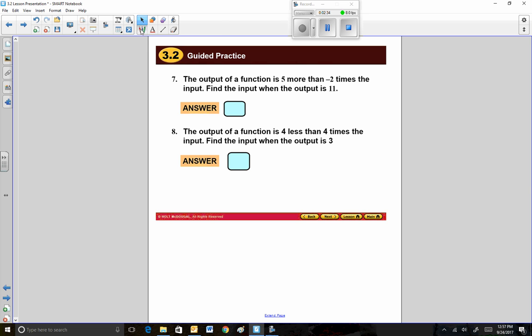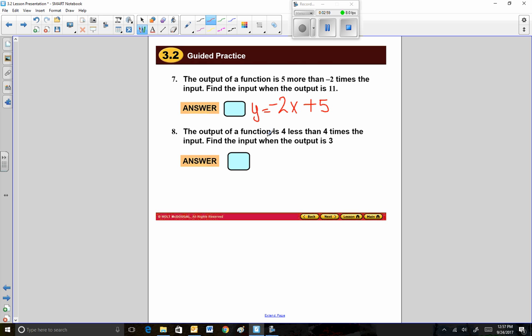All right, you're back. So let's take a look. On this one, 5 more than. As soon as I see 5 more than, I am going to write a plus 5 at the end of the sentence. Then negative 2 times the input. Negative 2 times input. Input is x. So we have y equals negative 2x plus 5.